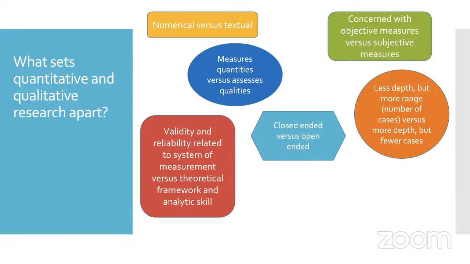Validity and reliability of quantitative research is related to your system of measurement. So if you have a really good research design and really good measures, you're going to end up with a good quantitative study, whereas with qualitative, you really have to be working from a theoretical framework. You need to understand how meaning is made and think about how to interpret that, and then use analytic skills to interpret it. So it's a different way of analyzing as well.